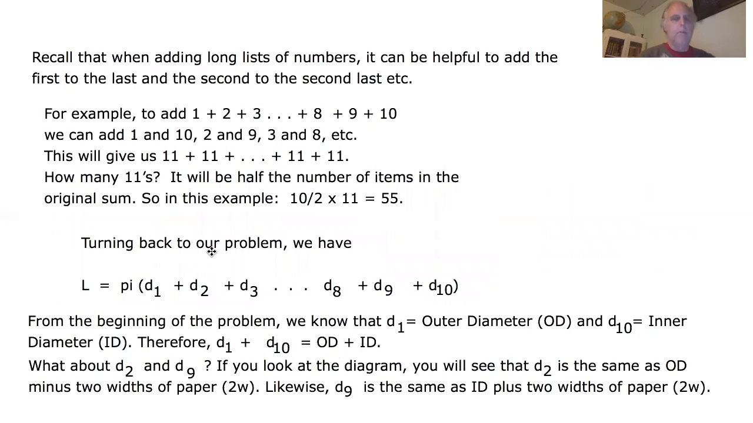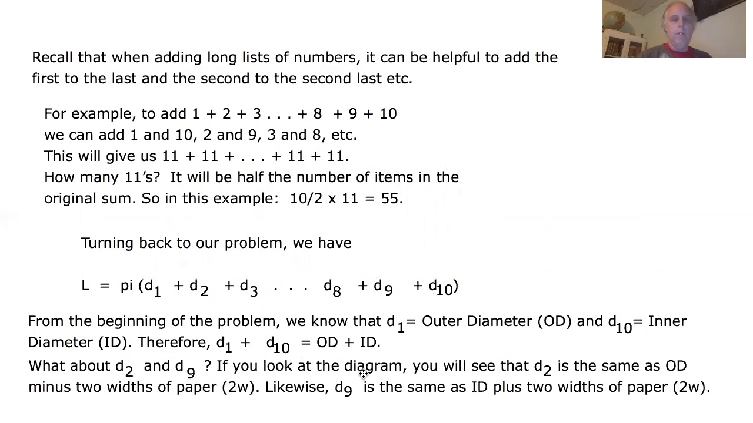So if we were to add those two together, the first and the last, D1 plus D10, it would be equivalent to the outer diameter plus the inner diameter. Outer diameter plus inner diameter. Okay, so that's fair. But what about D2 and D9? What happens when we add those together?